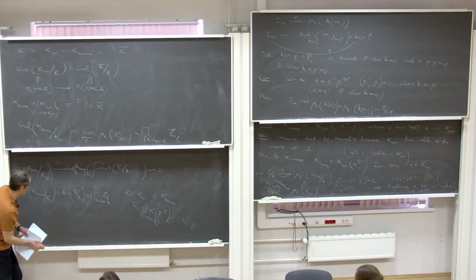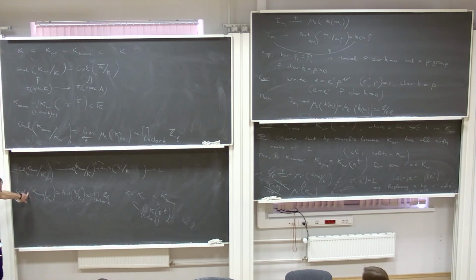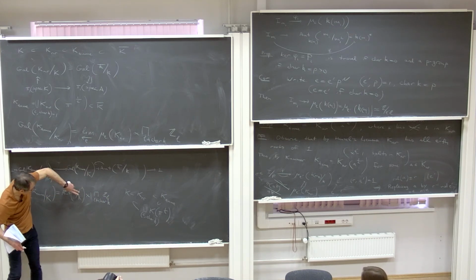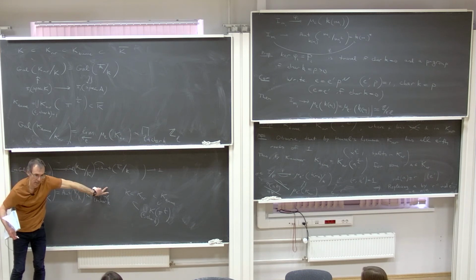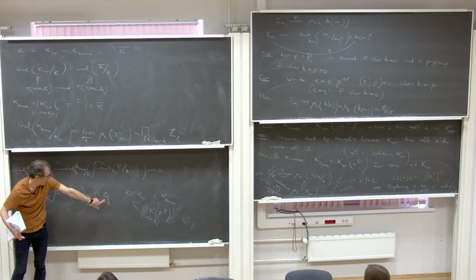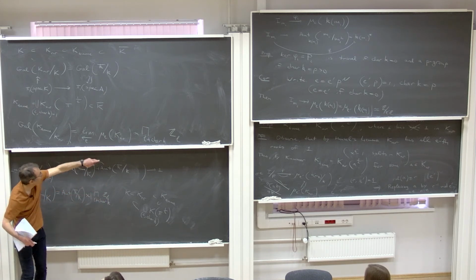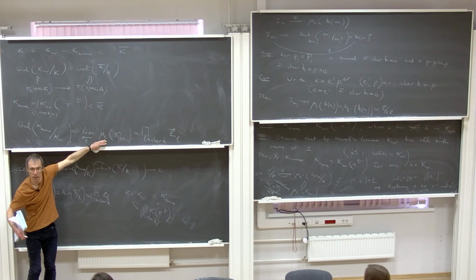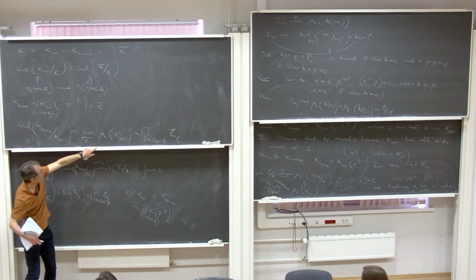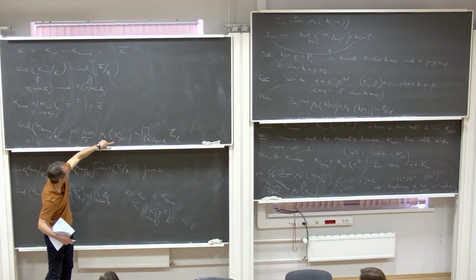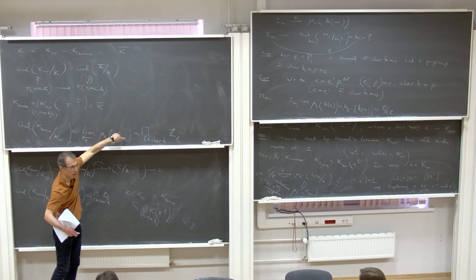So to complete the description of this group, I need to tell you how this group acts here. And you may guess what the answer is. This Z_l is canonically obtained from this formula. And you have the action of the Galois group of this field on the roots of unity.